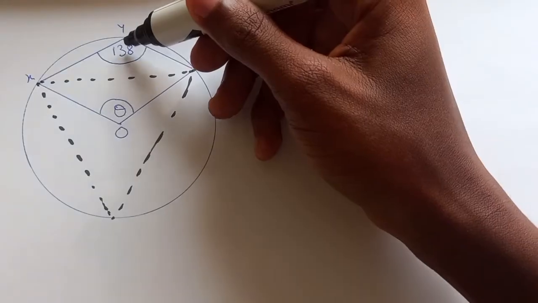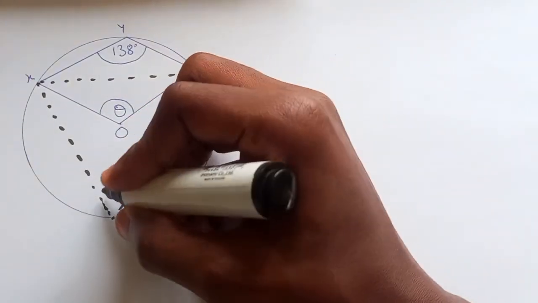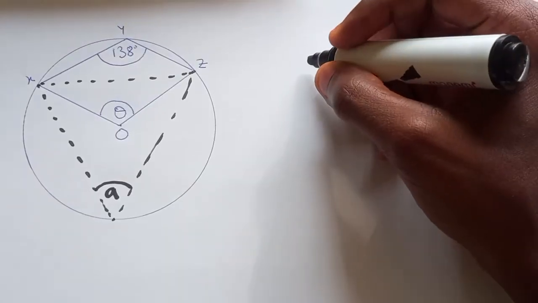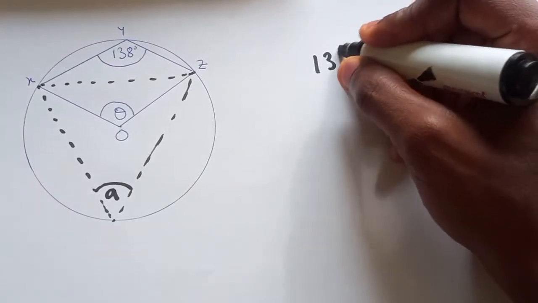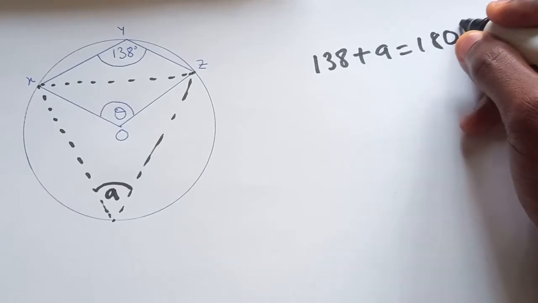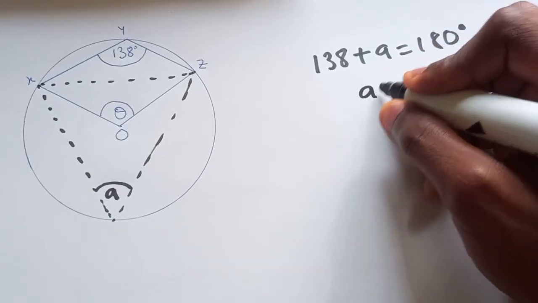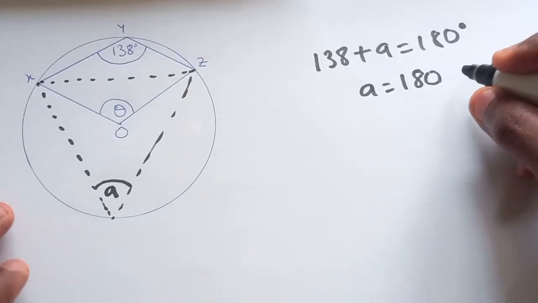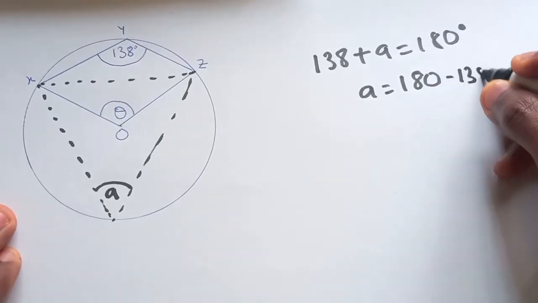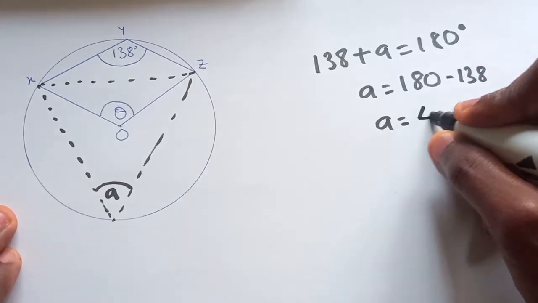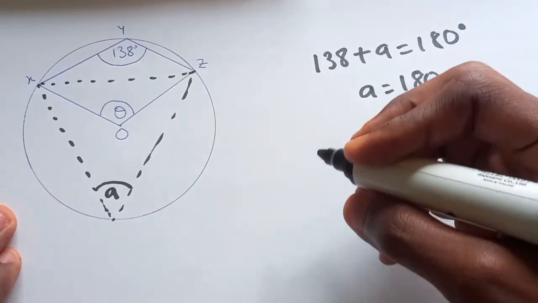So then here, let's say this is A. So then 138 plus A is equal to 180 degrees. So then A is equal to 180 minus 138. So then A will be equal to 42 degrees.